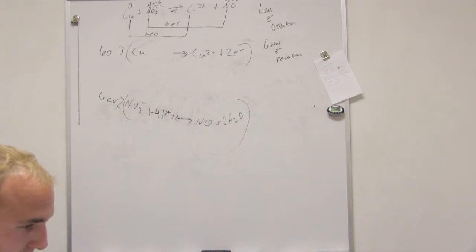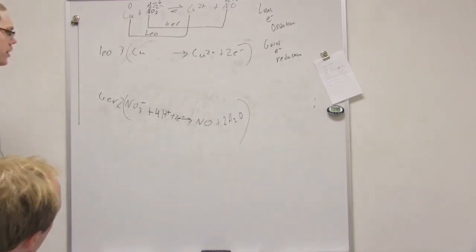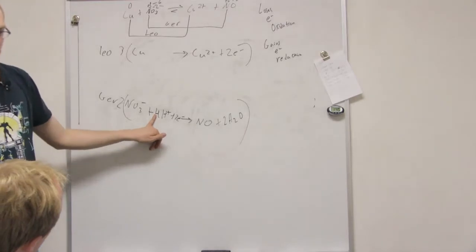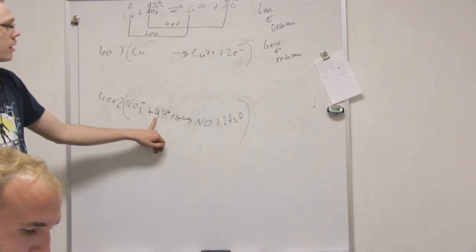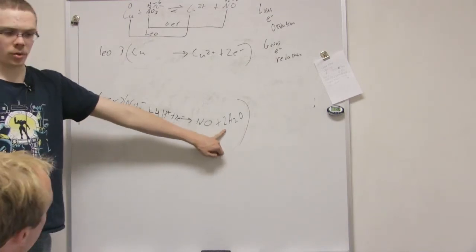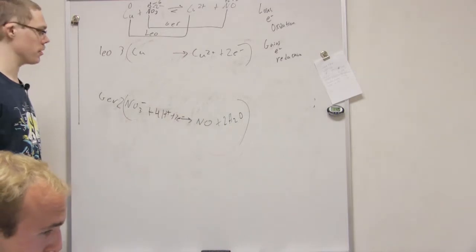And then do you know how to do it in basic solution? You would have hydroxide. The way you do that is you make sure you have 8 hydrogens up. Right, you multiply that by 2. And then same thing with water, make sure it's 4. Got it. Make sure you don't forget those.